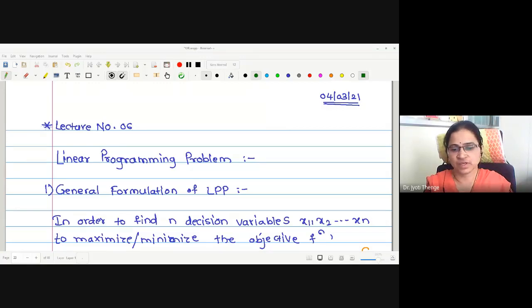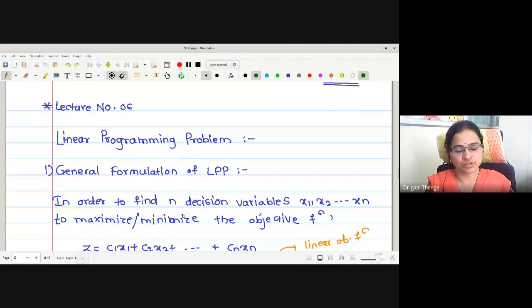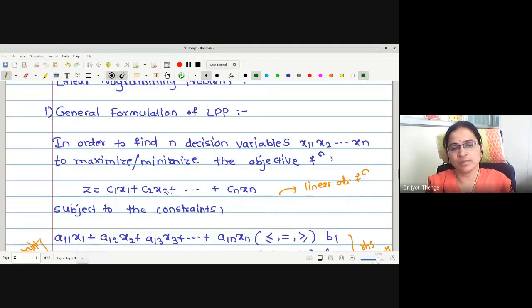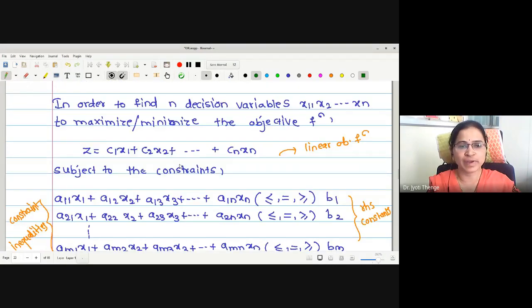In the last lecture, we studied the formulation of the linear programming problem, a general formulation, standard form, matrix form, etc. I'll just recall what is a general formulation. The general formulation of a linear programming problem is to find the values of the decision variables, also called original variables, x1, x2 up to xn, in order to maximize or minimize the objective function.